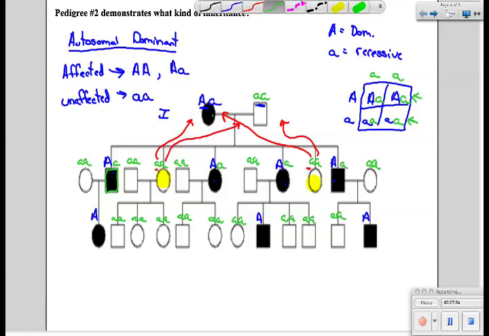Now let's look at the third generation. So we've done generation 1, we've looked at generation 2, now let's look at generation 3. In generation 3, we have an affected daughter right here. That capital A must have come from this parent, the father. The other parent only has little a's to give. So this child is also heterozygous. The same is true for each of these sons.